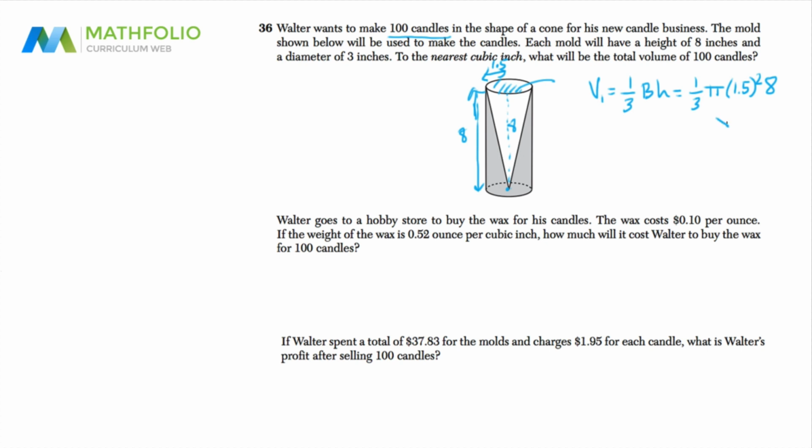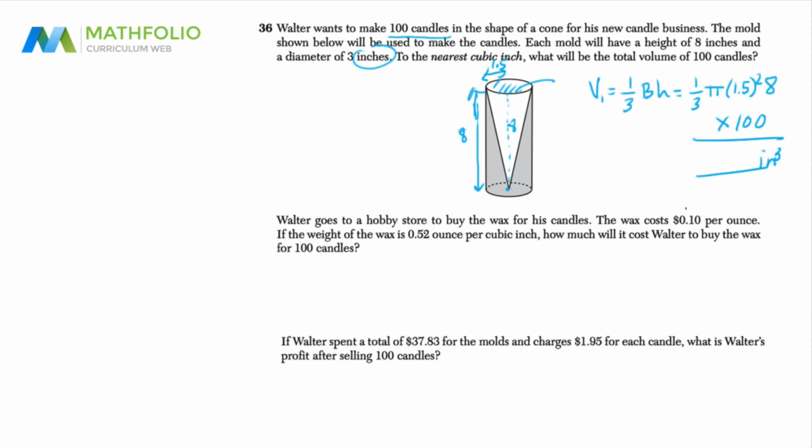Now after I calculate that, I've got to times it by 100, and that gives me the number for 100 candles. Because we start with inches, our volume is going to be cubic inches, or inches cubed. So now I'm going to grab a calculator and type all of this stuff in. So I'm doing 1 divided by 3 in parentheses for my 1/3, and then times pi, and then times 1.5 to the second power, and then times that by 8, and press equals.